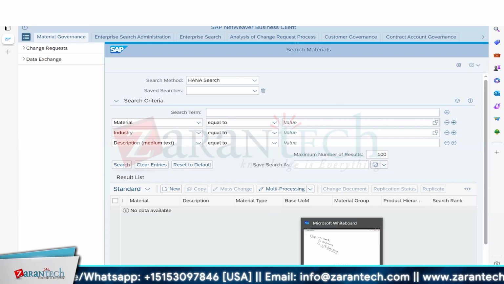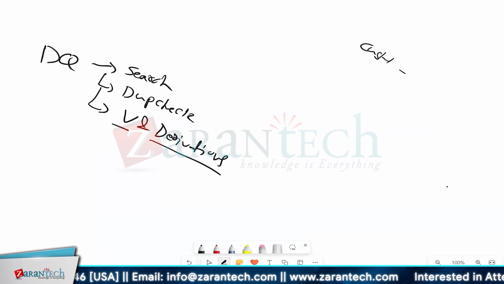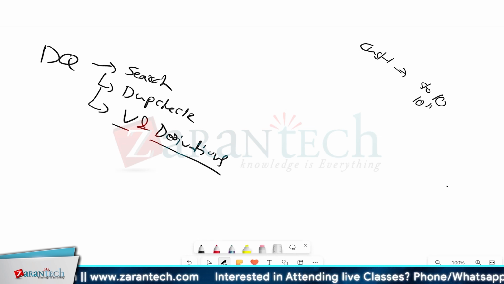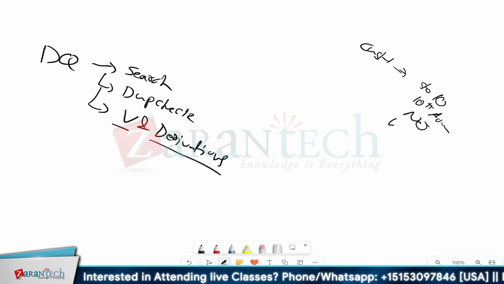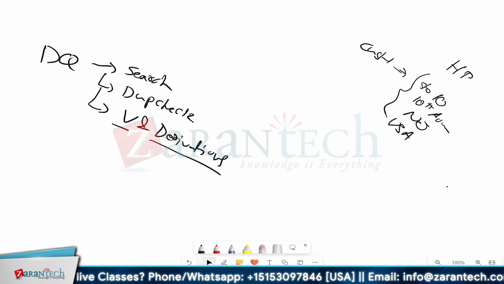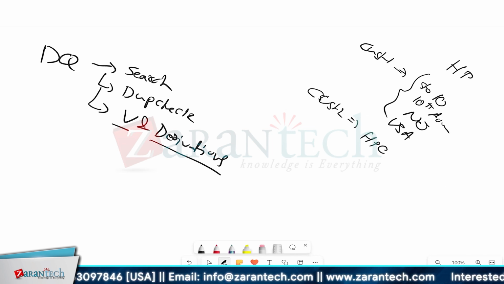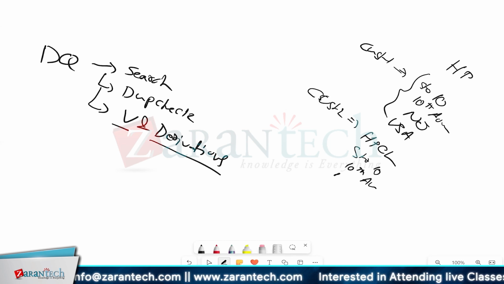Okay. So now, what is duplicate check? Let's say, for example, you have a customer 1 with address, let's say street number 10, 10th Avenue, New Jersey, USA. This is the customer address. Customer number is, let's say, HP. Now I wanted to create a customer. So I'm creating customer 2 with name HPCL. The address I entered is street number 10, 10th Avenue, New Jersey and USA.